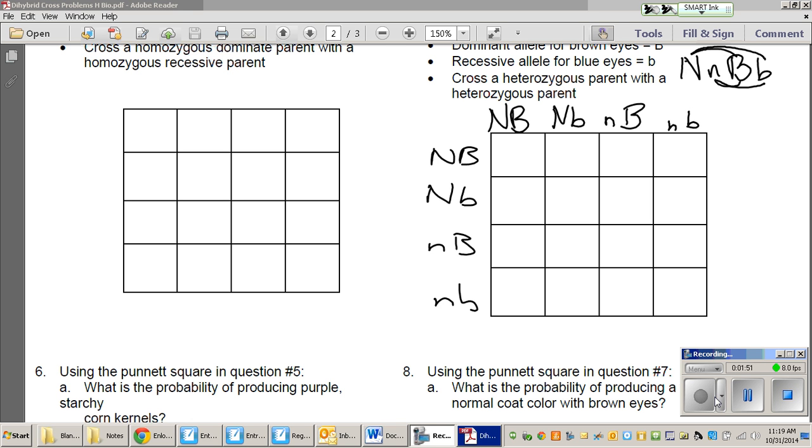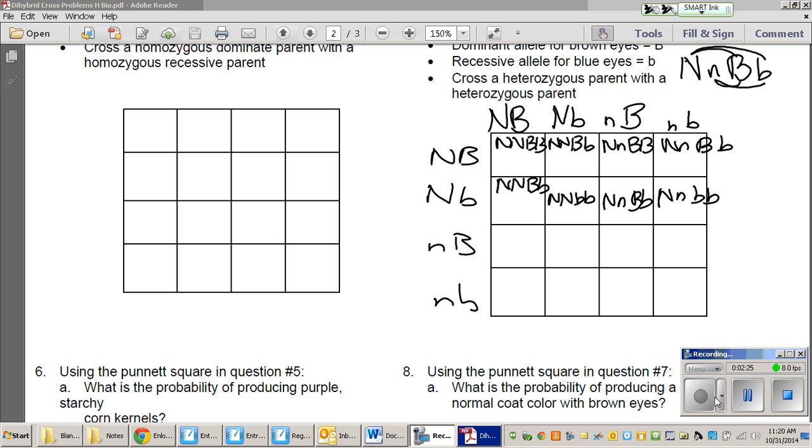So in this one, you're going to have big N, big N, big B, big B. Second one, big N, big N, big B, little b. Big N, little n, big B, big B. Big N, little n, big B, little b. Next row, big N, big N, big B, little b. Pulling together these two, big N, big N, little b, little b. Next one, big N, little n, big B, little b. Next one, big N, little n, little b, little b.